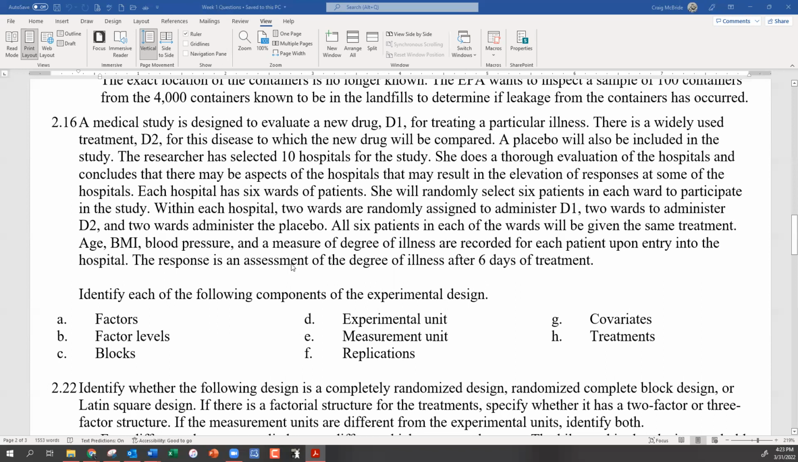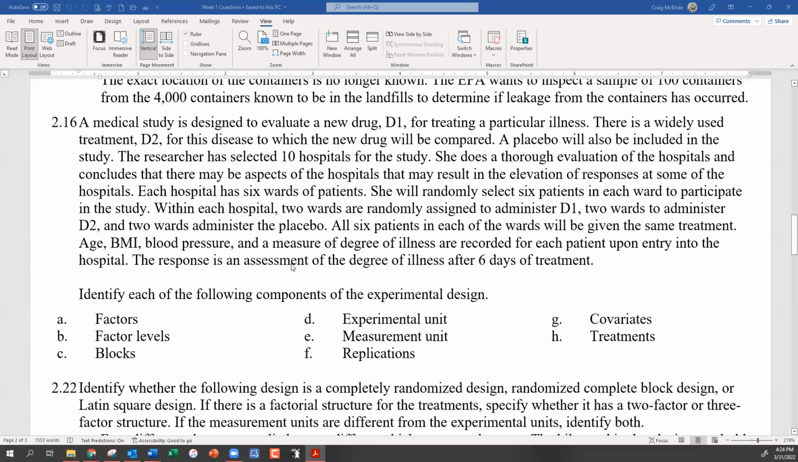But in any case, all 6 patients in each of the wards are given the same treatment, right? So all 6 are given either D1, D2, or a placebo. And then they measure a bunch of stuff. They measure their age, their BMI, their blood pressure, and then of course they measure their degree of illness. So in this case, if these drugs were about cholesterol levels, then the quote unquote degree of illness would be their cholesterol levels, right? So they're trying to keep it generic by talking about it just treats some sort of disease. So you have to measure how sick they are and how much this drug helps or not.